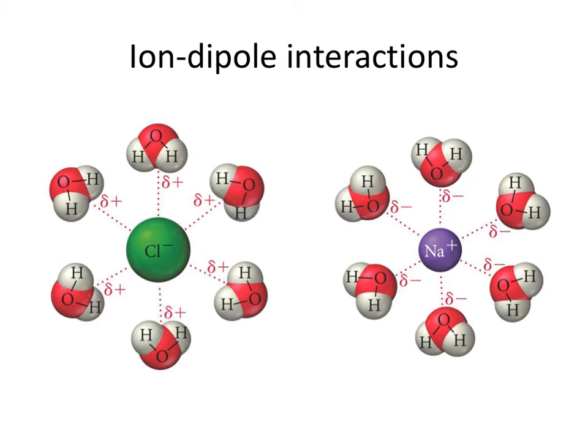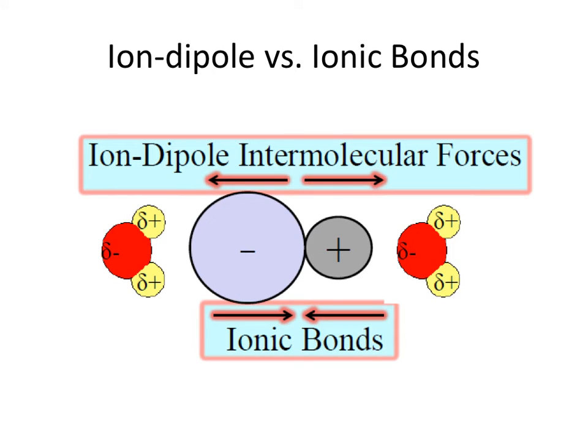Let's look at salt water specifically. So we have Na plus surrounded by the partially negative oxygen atoms in water, and we have the Cl minus surrounded by the partially positive hydrogen atoms in water. What happens when you try to dissolve salt in water, or really any ionically bonded thing into water, is that there is a conflict between the ion-dipole intermolecular forces and the ionic bonds, or the ion-ion intermolecular forces.